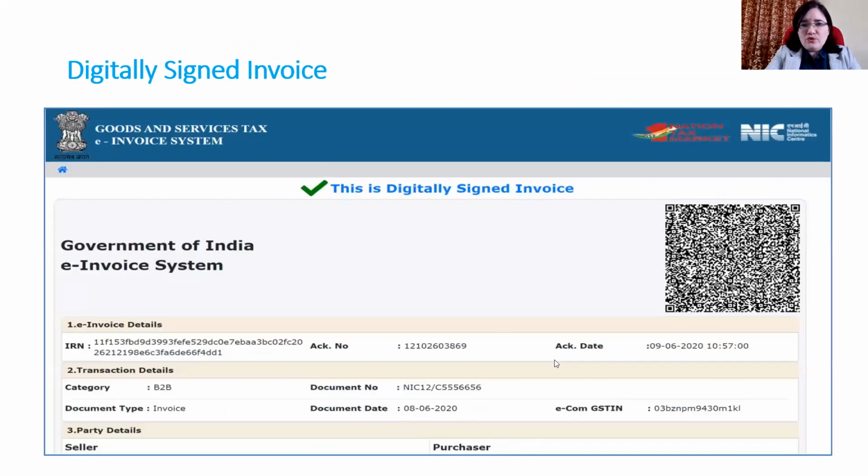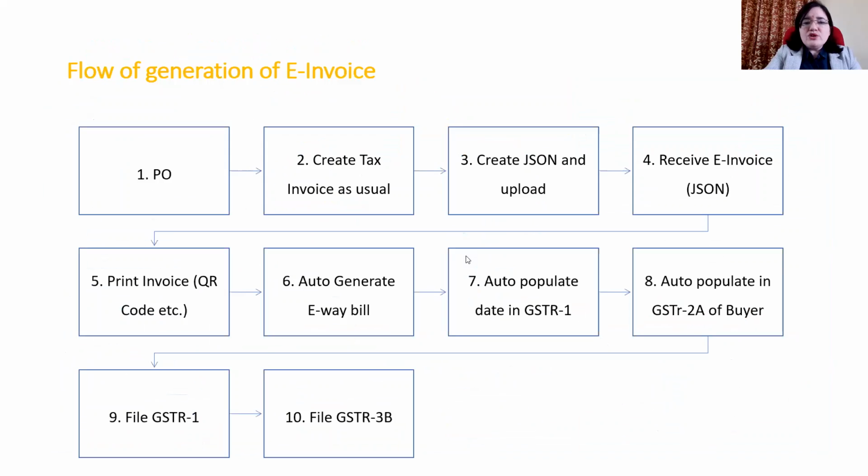I will show. So this one is the digital sign invoice. Once you report your tax invoice to the government online portal, that gives you a QR code or the digital sign invoice. That QR code or barcode you have to print on your tax invoice. So your tax invoice is not going to change. Only one parameter is going to be added on the tax invoice, which is the QR code, and which is generated by reporting your tax invoice details to the government portal.